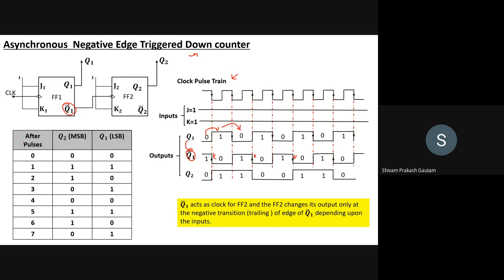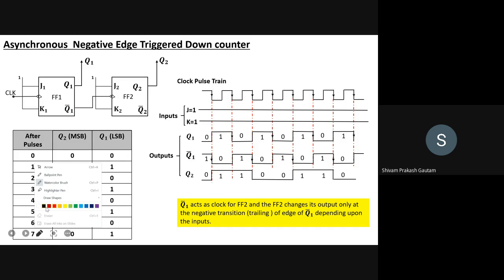Here we have built the table again, so after the pulses it is written here. Q2 is again acting as the MSB, the most significant bit, and Q1 is acting as the LSB, the least significant bit. Initially it is 0, 0, representing the decimal number 0. When you give the first pulse, you can see the values of Q1 and Q2. Both have become 1, 1, so it is representing 3.